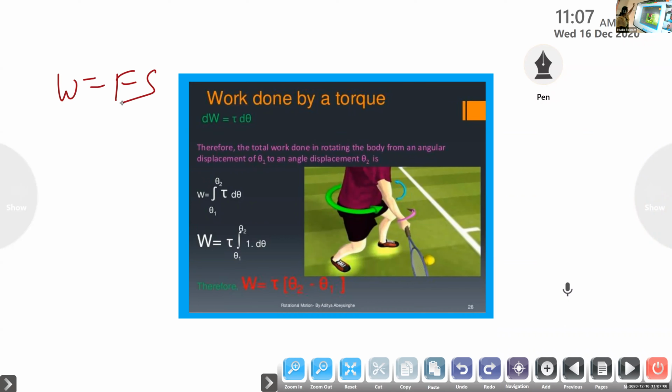So you can write the heading, fifth point: work done by a torque. Then below that you can write, in linear motion, work done is equal to Fs.